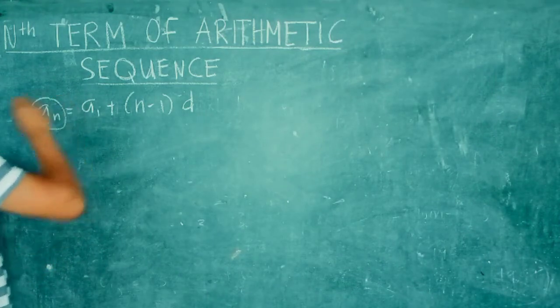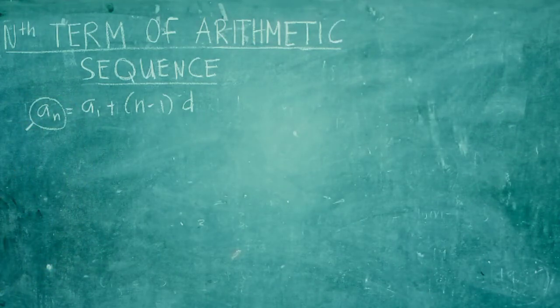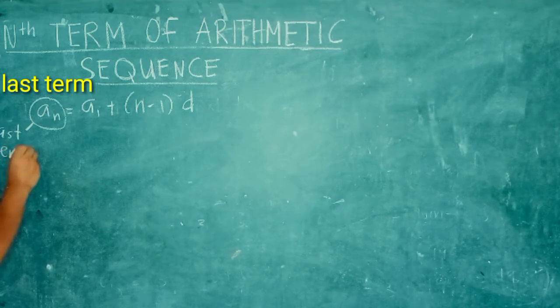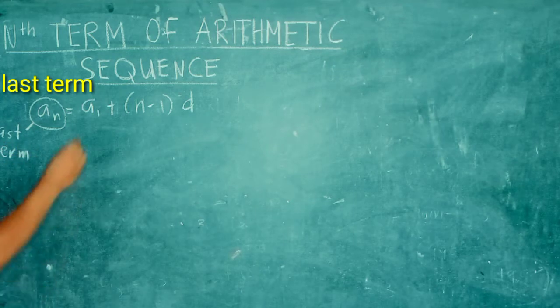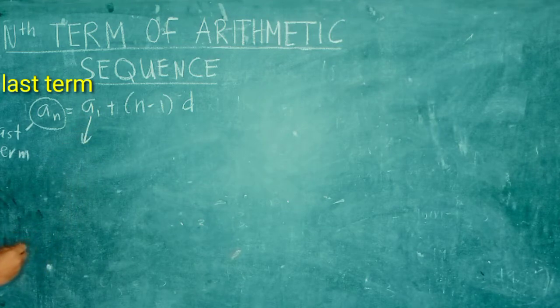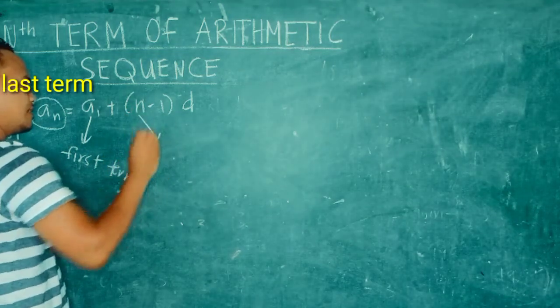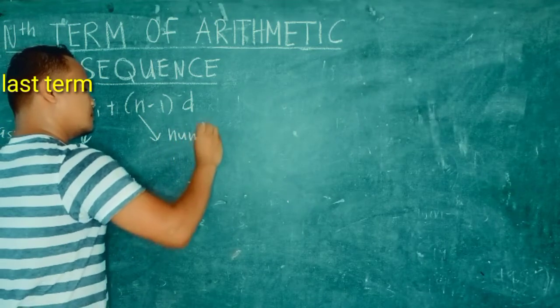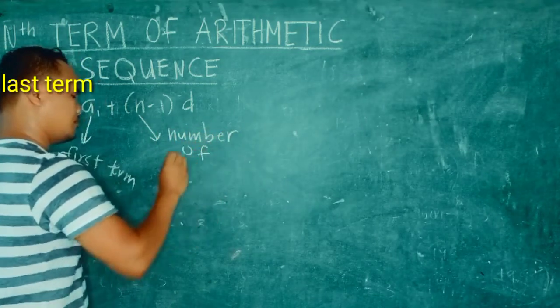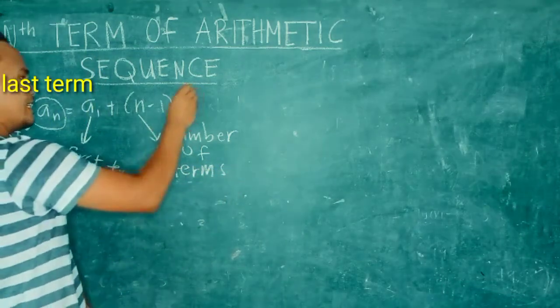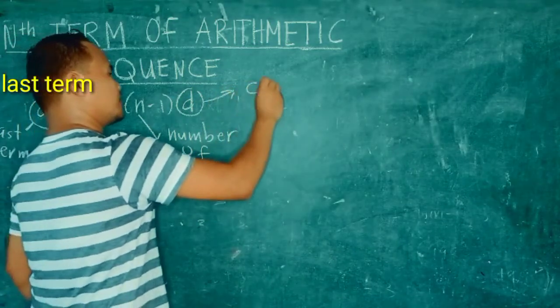A sub n is denoted as the nth term, or say that's the last term. And a sub 1 is called the first term of the sequence. n is the number of terms. While d is called the common difference.